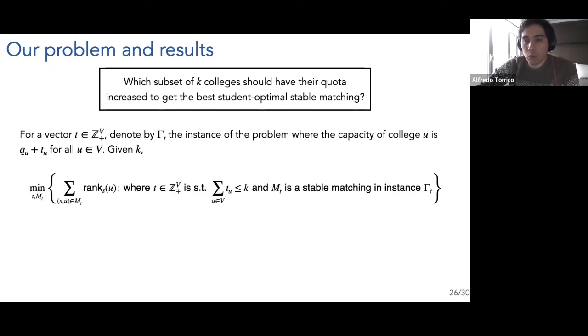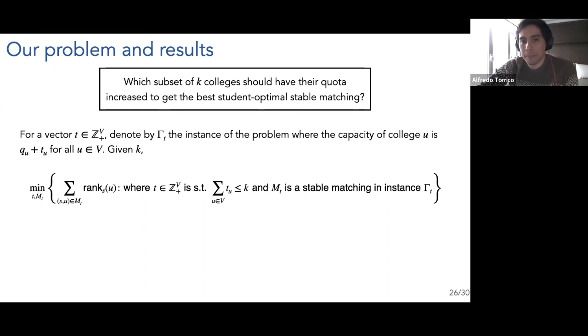We have two decision variables. T is the allocation of extra positions, and M of T is a stable matching in this new instance gamma T. You can see that we are minimizing the average college rank, and the allocation has to satisfy this budget constraint. We can only allocate K extra spots.